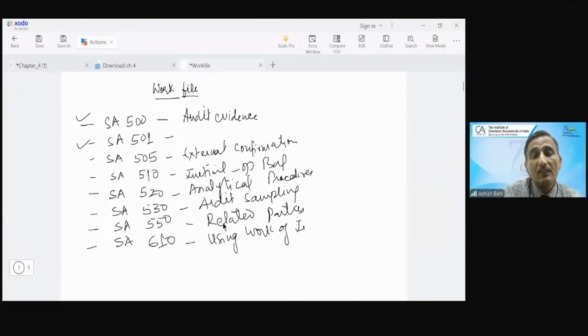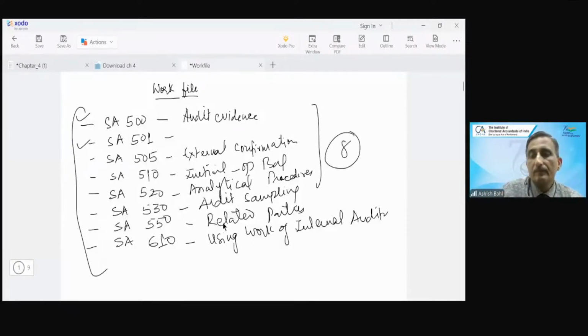So it's a fairly long chapter, as you can see. So there are about 8 standards on auditing in this very chapter. Okay, so it is quite voluminous chapter. Yes, all of you are writing correctly. Harshit, Tejaswin, all of you are stating correctly.